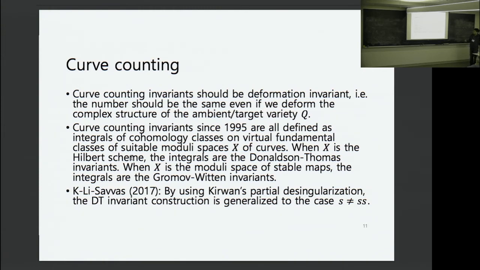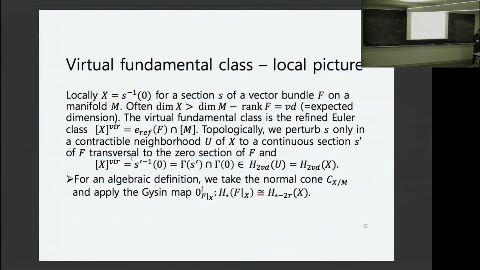As I can see, not everybody is an expert in virtual cycles in the audience, so let me just try to convey the idea of virtual fundamental class here, very briefly, in one slide, or maybe two slides. So if your X is a scheme of finite type, or a Deligne-Mumford stack of finite type, you can always write your scheme as a zero locus of a section of a vector bundle on a smooth variety M. That's always possible locally if X is finite type, because you can choose a finite number of defining equations.